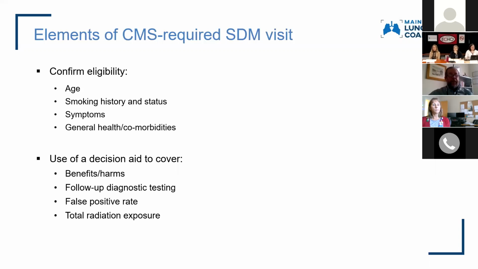Just to briefly remind you of the required elements of this counseling and shared decision-making visit. You want to confirm eligibility. We've talked about eligibility criteria already, so I won't review that again. They require the use of a decision aid, so I think giving you a sense of what the best ones out there are will be useful. The decision aid has to consider the benefits and harms of screening, remind people what happens if you have an abnormal result in terms of follow-up testing, talk about the false positive and false negative rates, and talk about the radiation exposure that comes with low-dose CT scans. Next slide, please.